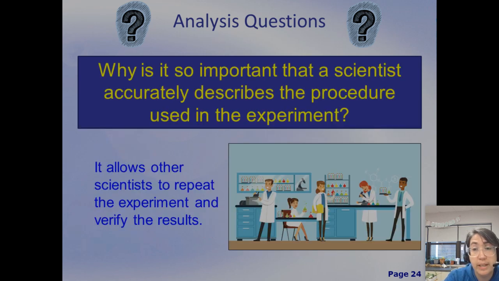Why is it so important that a scientist accurately describes the procedure used in an experiment? Well, by accurately describing your procedure, it allows other scientists to repeat the experiment and verify the results. Remember, we want validity, meaning that we can say that anyone who does this experiment is going to find the same results. And that's really important. Also, if your results are something like this procedure or this drug helps treat cancer, we want to make sure that other people can follow those same procedures to have that same success.